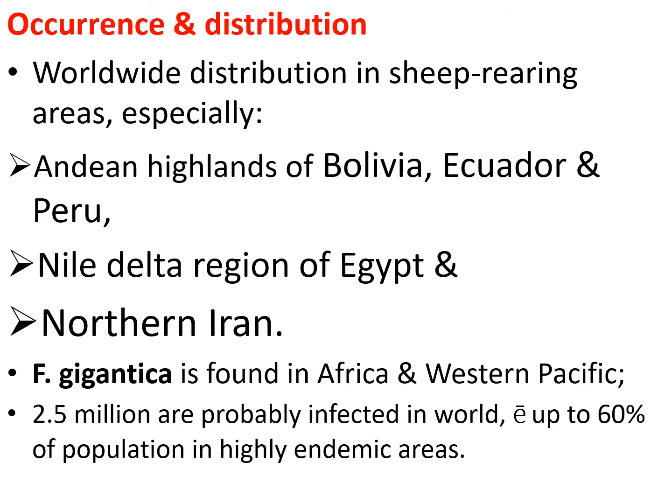Worldwide distribution in sheep rearing areas, especially the Andean highlands of Bolivia, Ecuador, and Peru, the Nile Delta region of Egypt, and northern Iran. F. gigantica is found in Africa and the Western Pacific. 2.5 million are probably infected in the world, with up to 60% of the population in high endemic areas.